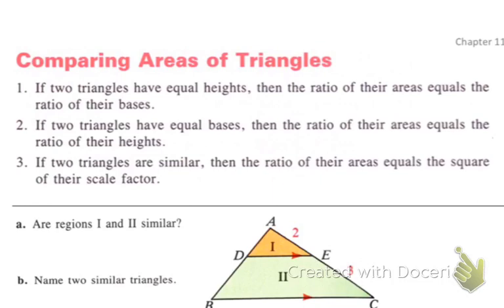All right, so we learned 3 things as of yesterday and today, and these are the 3 big things. If 2 triangles have equal heights, then the ratio of their areas equals the ratio of their bases. If triangles have equal bases, then the ratio of areas equals the ratio of their heights. If 2 triangles are similar, then the ratio of their areas equals the square of their scale factor. So this is what we did yesterday. This was where we found our scale factor. We square the top and bottom, and we go from there.